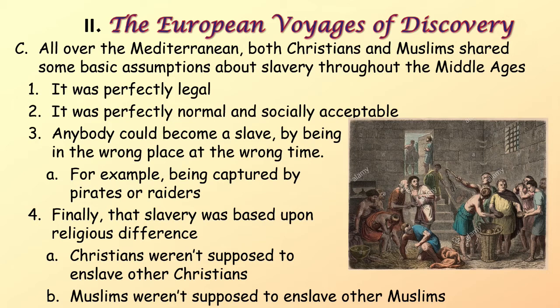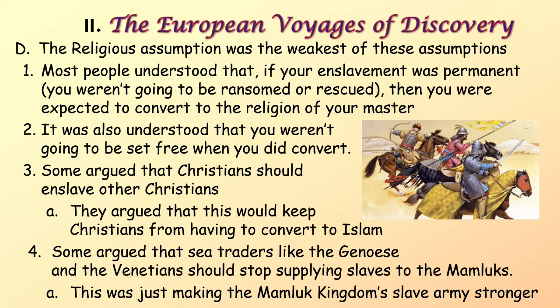And finally, the assumption was that slavery was based on religious difference. Christians weren't supposed to enslave other Christians. Muslims weren't supposed to enslave other Muslims. Now that religious assumption, that's the weakest link in the chain of this whole assumptive world they're building. Most people understood that if your enslavement was permanent, in other words, if you weren't going to be ransomed and no rescue was coming, then you were expected to convert to the religion of your master. And it was also understood that you weren't going to be set free when you did convert.